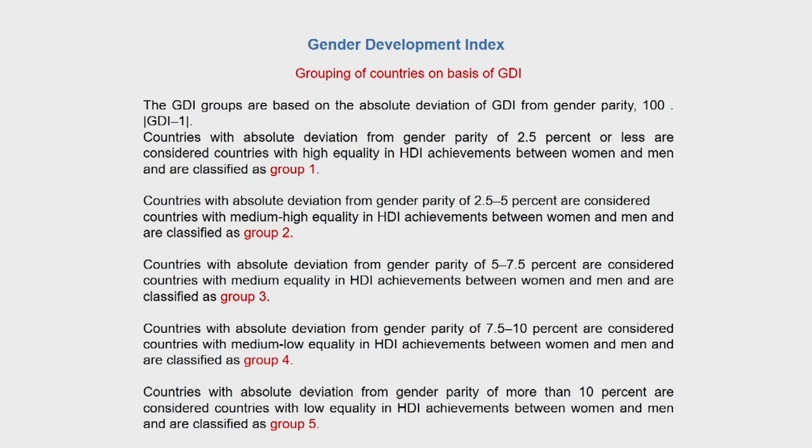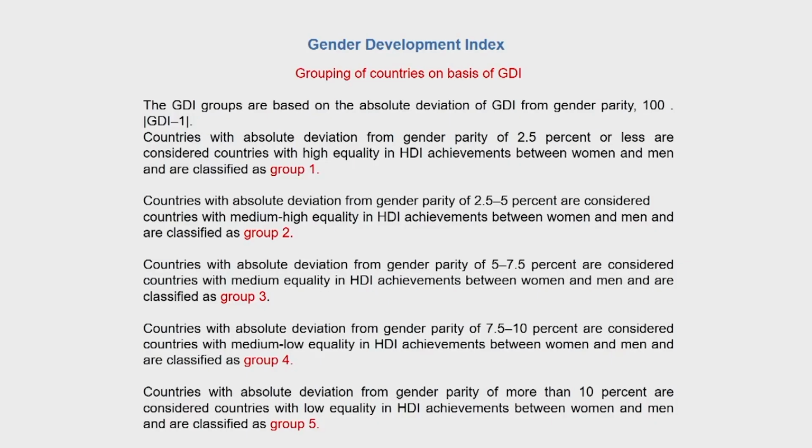And then once the gender development index has been calculated based upon the methods that we have just discussed, a grouping of countries is made based on GDI. There are 5 groupings that are followed based upon the latest HDR. So it also makes sense to look at how these groupings are translated and what is the implication of grouping the countries as such. So the GDI groups are based on the absolute deviation of GDI from gender parity, 100.